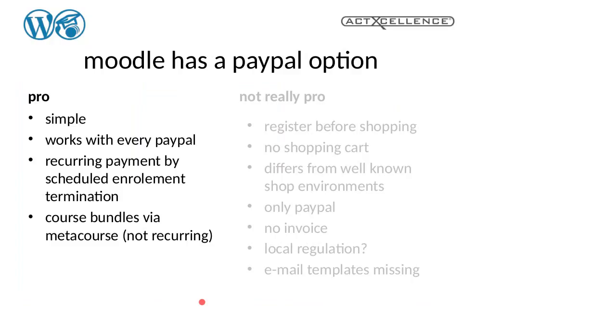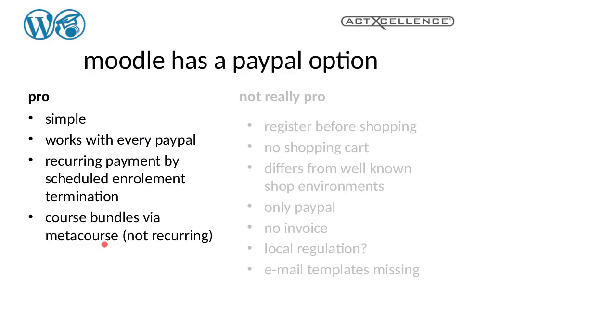And this PayPal option, the plugin, has some pros. It's simple. It works with every PayPal account. You don't have to have a commercial PayPal account. You can simulate recurring payment by scheduled enrollment. So enroll people only for 1 month with the payment. And if they want to continue, they have to pay again.